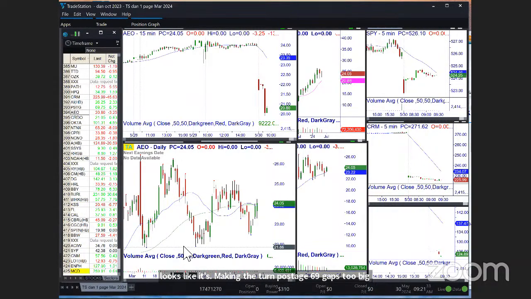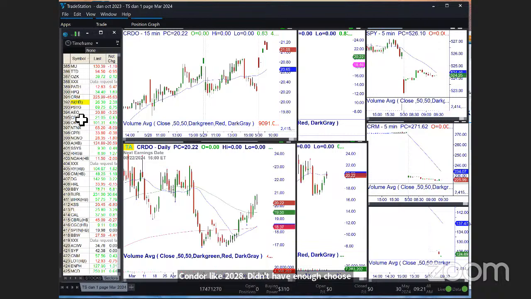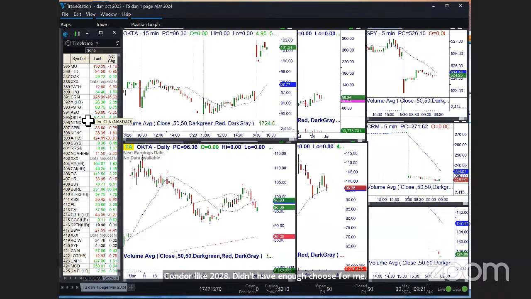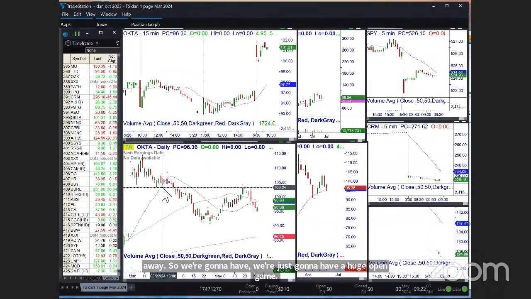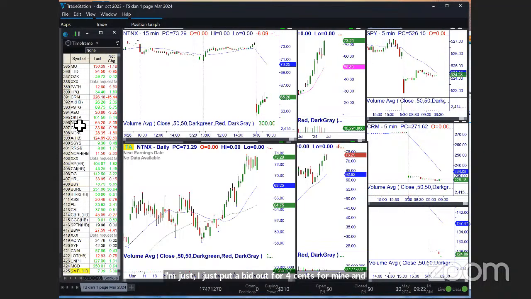AEO, that's a big ugly gap. I was contemplating doing a $20 condor, the 2028. Didn't have enough juice for me. No curve, no pattern. Okay, Okta, we did a condor, and we went way far away. So we're just going to have a huge open gain. I just put a bid out for 4 cents for mine, and I'll give it 5 minutes and see what it looks like when the spreads contract.